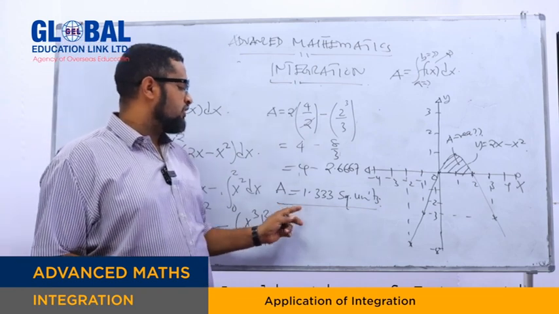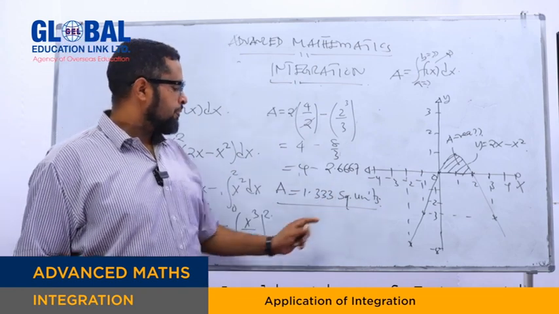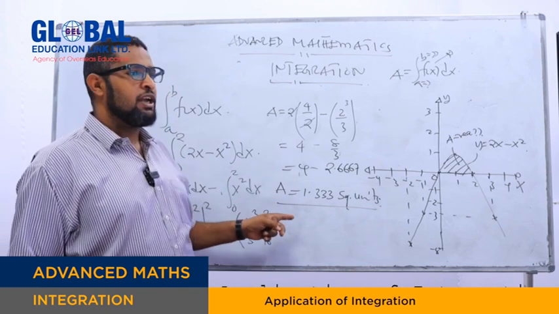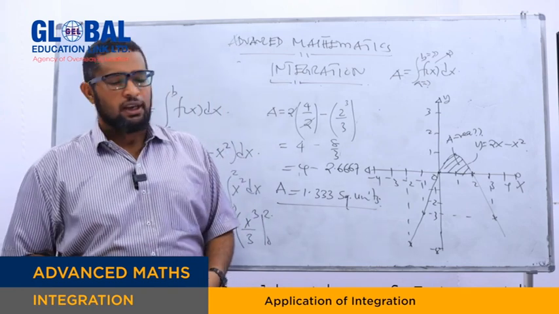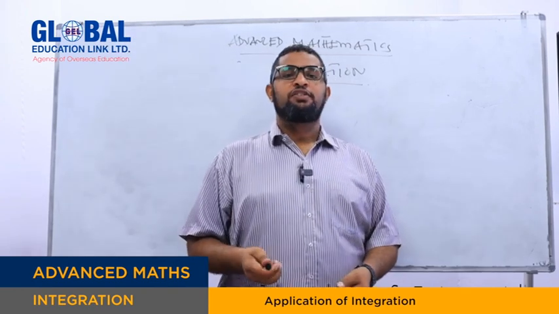Remember to write the word square units because this is area. Otherwise, if you leave it as it is, 1.33, just a number, that will be the value of just A and not the area of that curve under the given limit. Now let's see the second example.